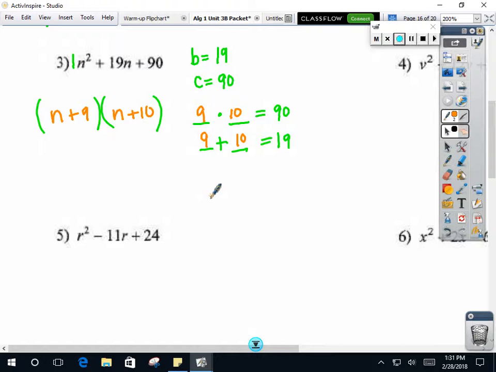Okay, so the reason that these are the two factors for this trinomial is because if I were to double distribute this, look what would happen, because I'm not going to write. I'm just going to speak through it.